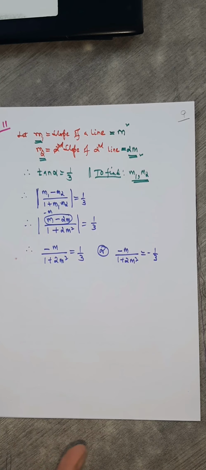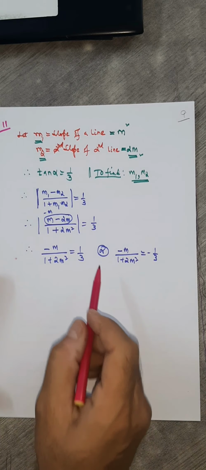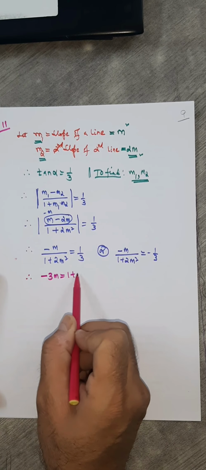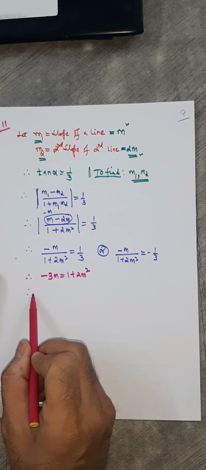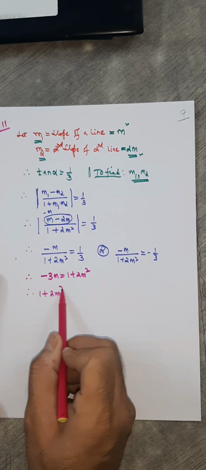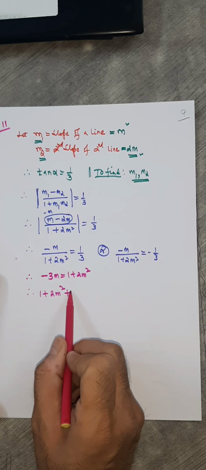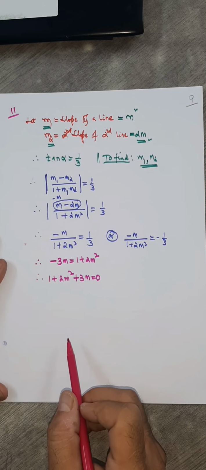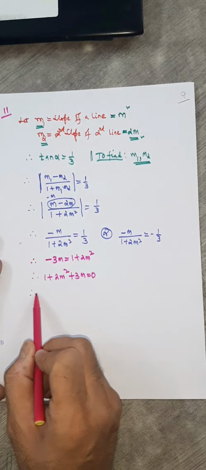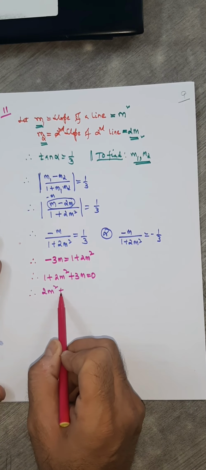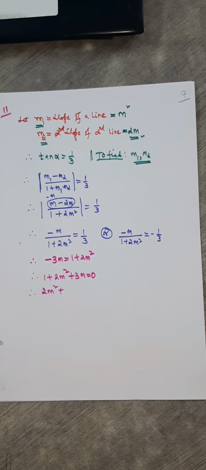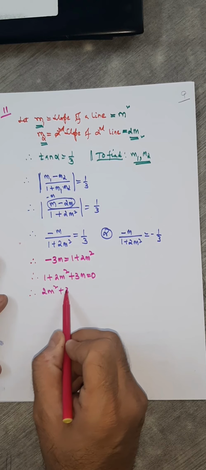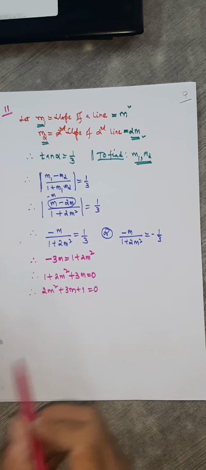Okay. Now if you simplify, this would be a quadratic equation. Minus 3m equals 1 plus 2m squared. So 1 plus 2m squared, if I take it to the other side, plus 3m equals 0. This is simply a quadratic equation, we know. So this will be 2m squared plus 3m plus 1 equals 0.